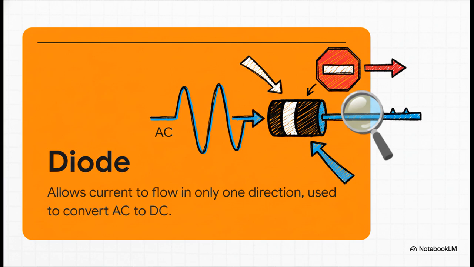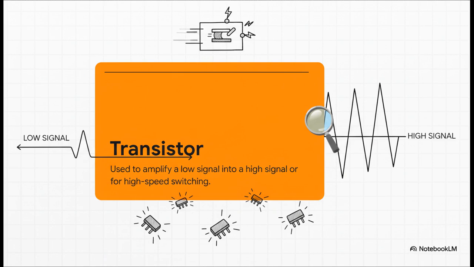This is super important for things like converting AC power from your wall outlet to the DC power that batteries provide. Okay, meet the transistor. And I am not exaggerating when I say this is one of the most important inventions ever. This little thing is what started the entire digital age. It can do two main things. It can take a tiny electrical signal and amplify it into a much bigger one, or it can work as a crazy fast switch, turning on and off millions of times a second. It's the building block of pretty much all modern electronics.